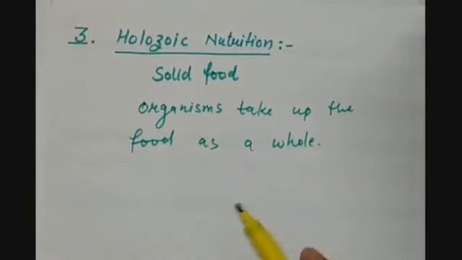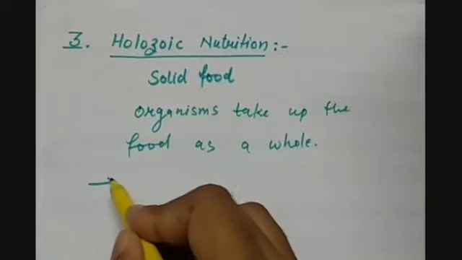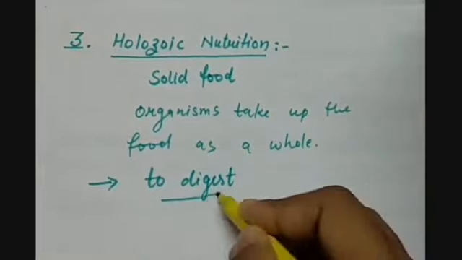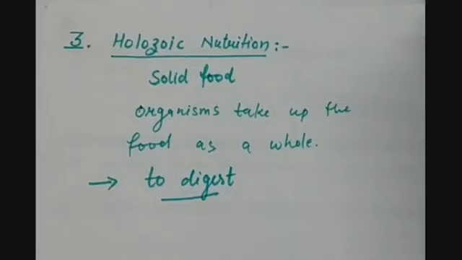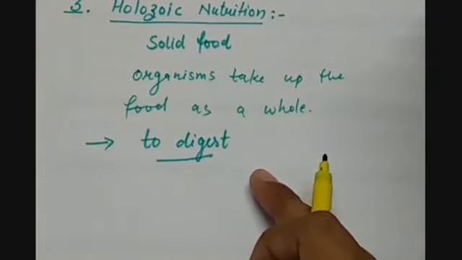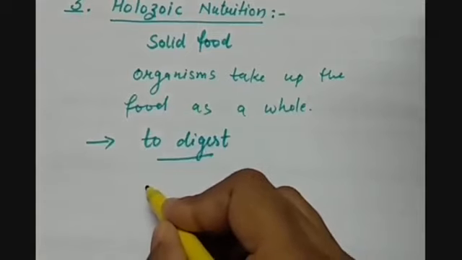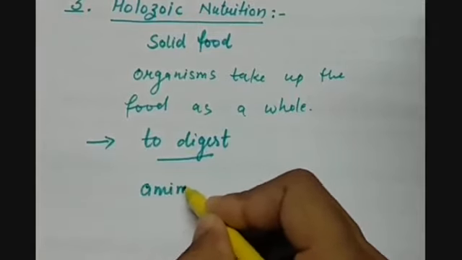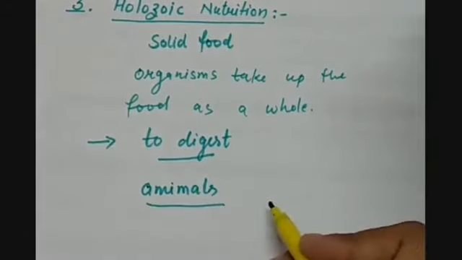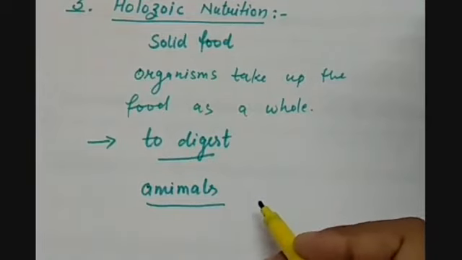The holozoic organisms have the capability to digest the food inside their body. So they can digest their food, and that's why they take up the food as a solid. They break it down inside their own body, and then after digestion the absorption of the nutrients occurs. Here we can have the example of animals, under animals both the things are coming, like human beings and all the other animals.